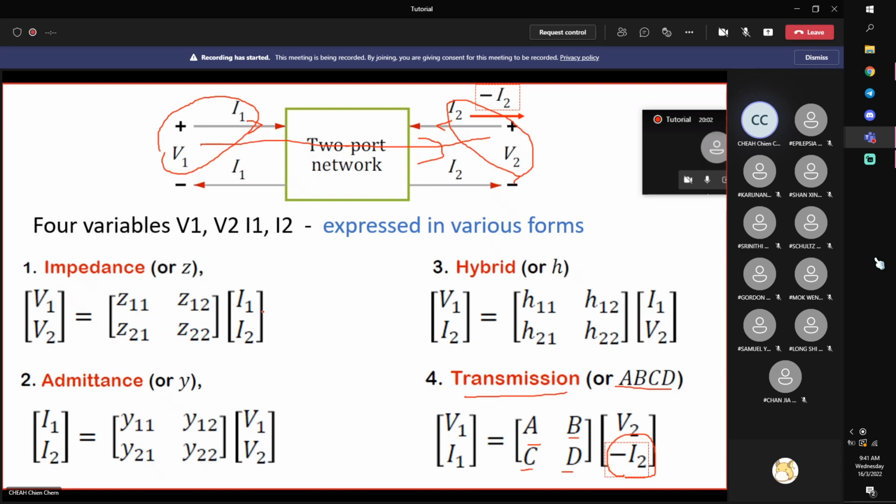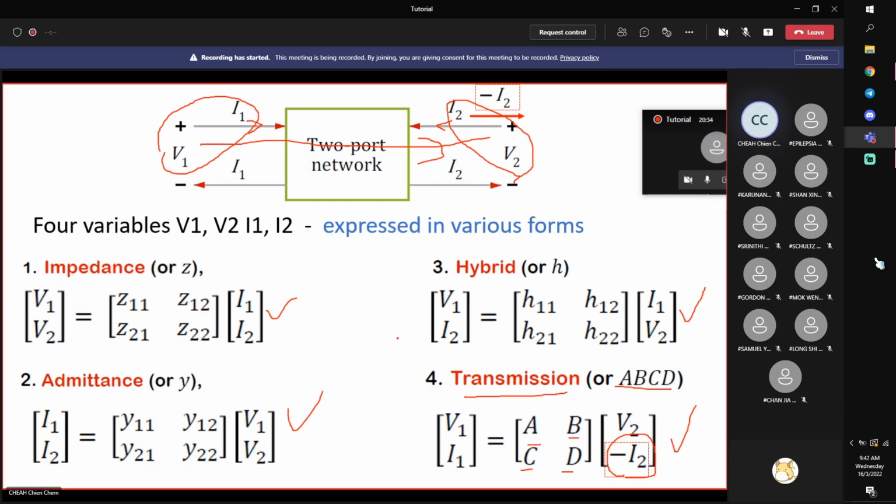So therefore, this too, as I said, has a physical meaning. Impedance: V is equal to ZI. Admittance: I is equal to YV. Hybrid: combine these two together. Transmission: to transmit from the left-hand side to right-hand side. So we have all these four models. You need to remember all these four models by heart. Otherwise, you won't be able to model it.